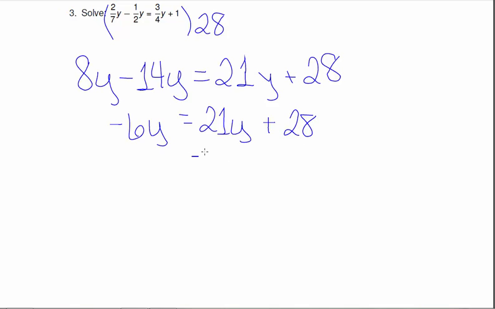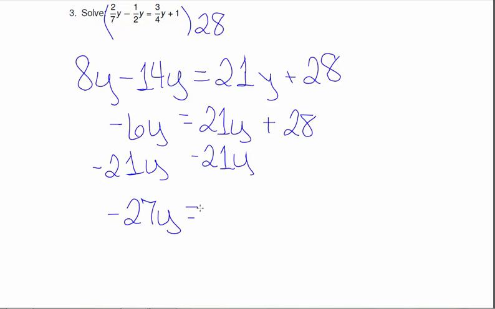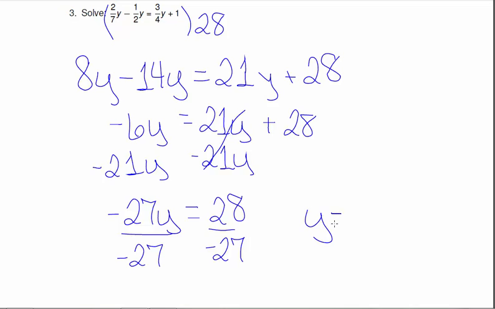Getting the variables on the same side, I would subtract 21y. Negative 6y minus 21y is negative 27y. On the right, the variables cancel and I'm left with a 28. Dividing both sides by negative 27 leaves us with y equal to negative 28 over 27.